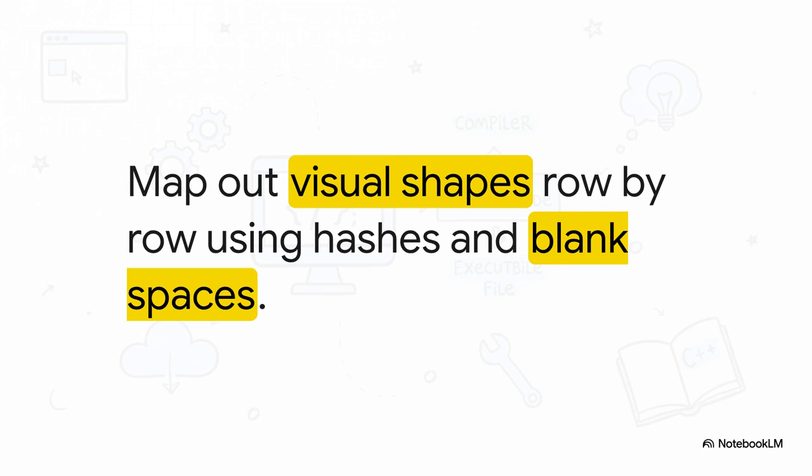Look at that first line. It prints a hash, then exactly 9 blank spaces, and then another hash. The line right below it shifts those hashes slightly inward by changing the number of spaces. Line after line, we are manually mapping out a visual shape. And every single time we hit endl at the end of a line, the computer drops down a row, completely ready to print the next layer of our drawing.